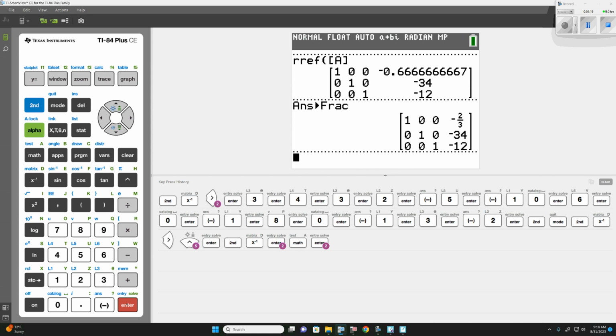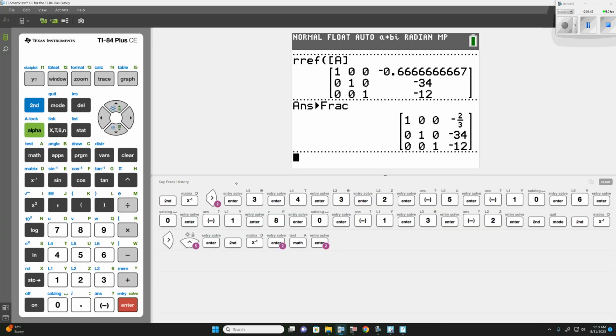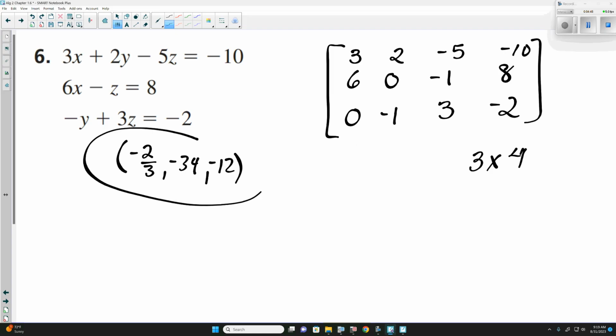And what that's going to do, that ANS is saying the previous answer. It's going to take the previous answer and turn it into fractional form. So our answer is -2/3, -34, -12. Yep. Any questions on how we did this here? We feel comfortable with this here.